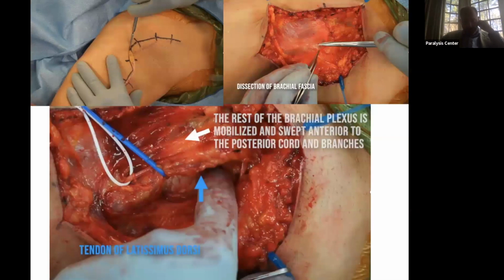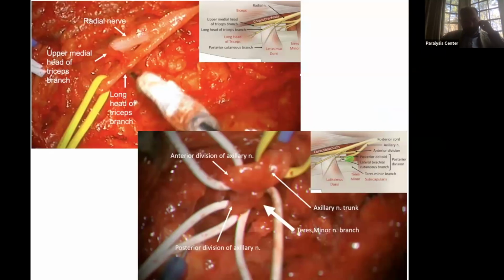So I don't know if you guys want surgical videos or not. Some people don't like that. So I'll move along unless there's a request to see it. But this is the triceps branch. This is the axillary nerve. That one there is the branch that we're going to connect to that branch.